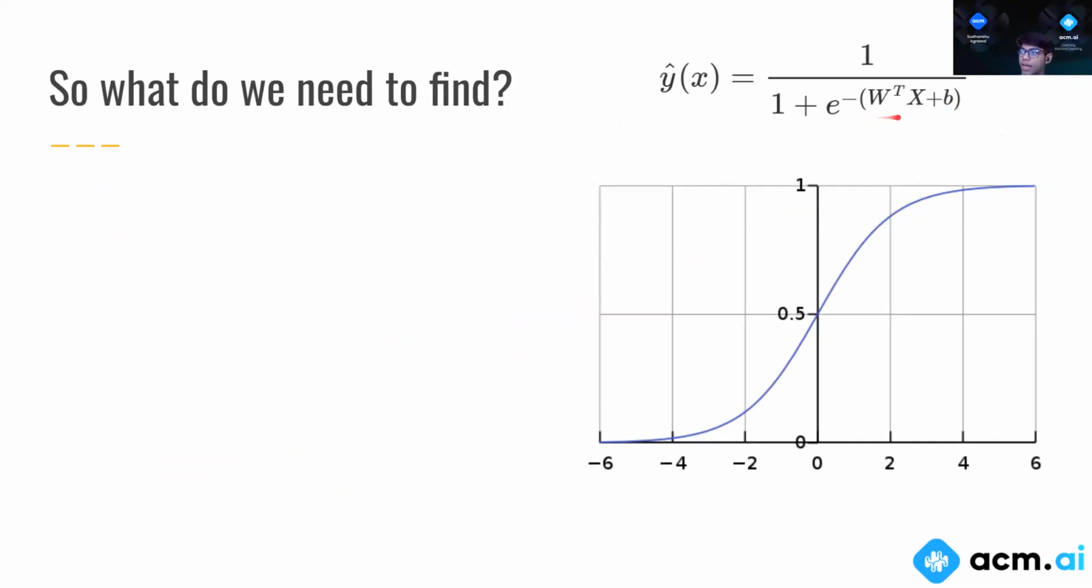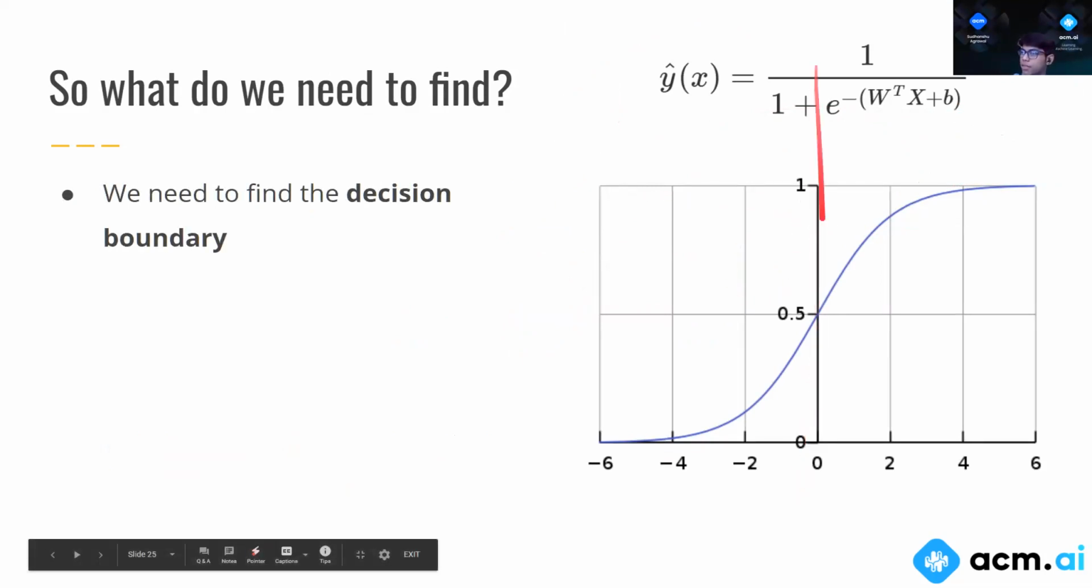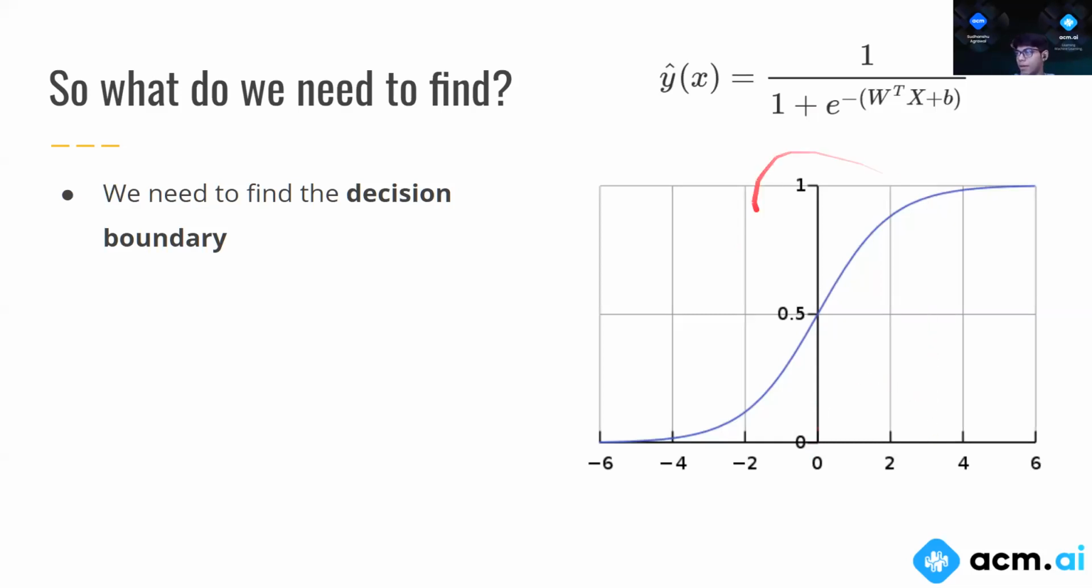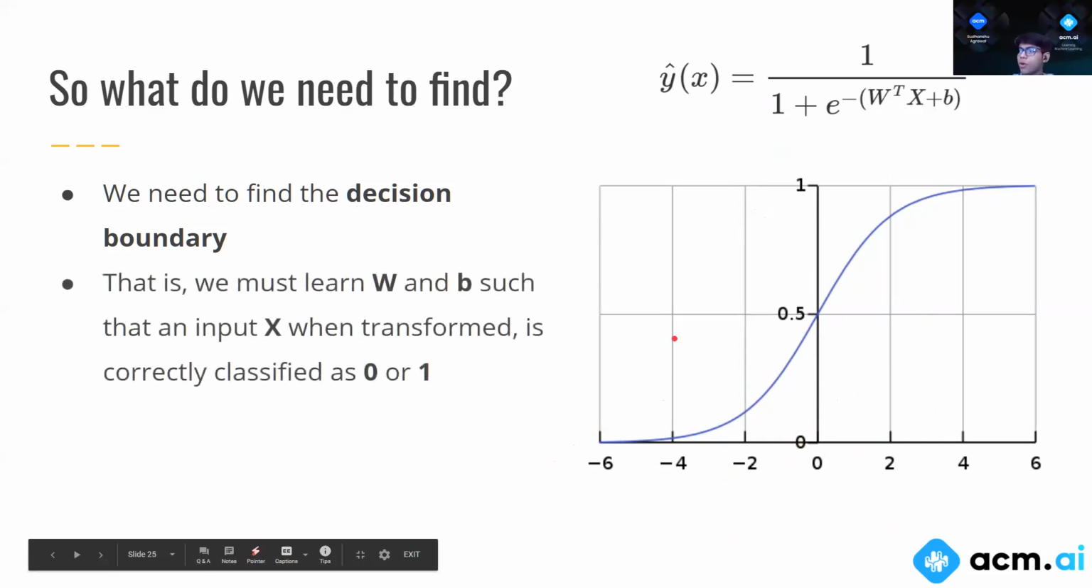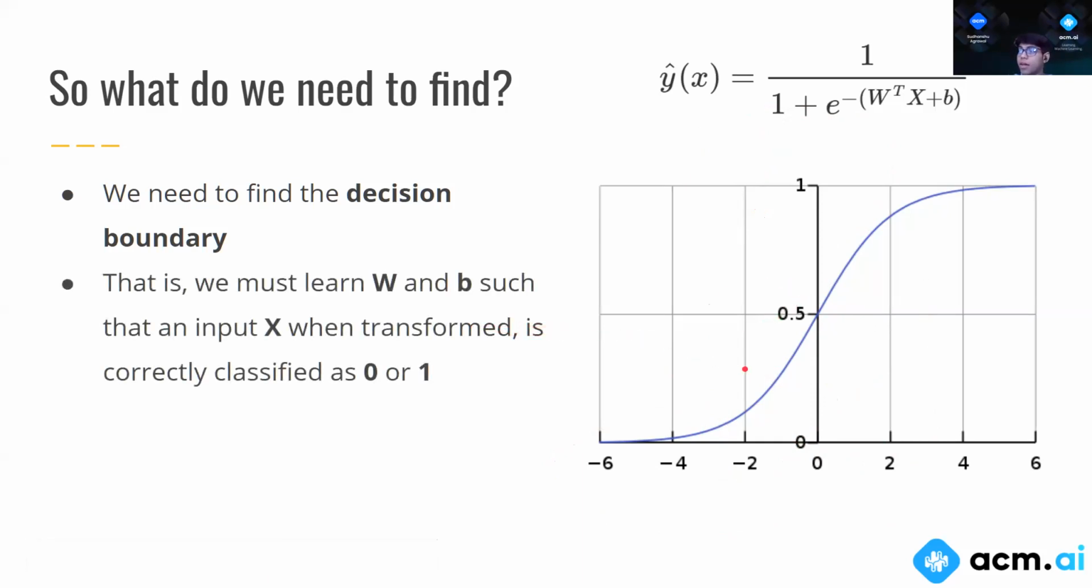And once we get w and b, we get what we call a decision boundary. Over here, the decision boundary is simply 0. If x is greater than 0, we end up in class 1. If x is less than 0, we end up in class 0. So formally, we need to learn a w and b such that when we input x into this function, we correctly classify it as 0 or 1.